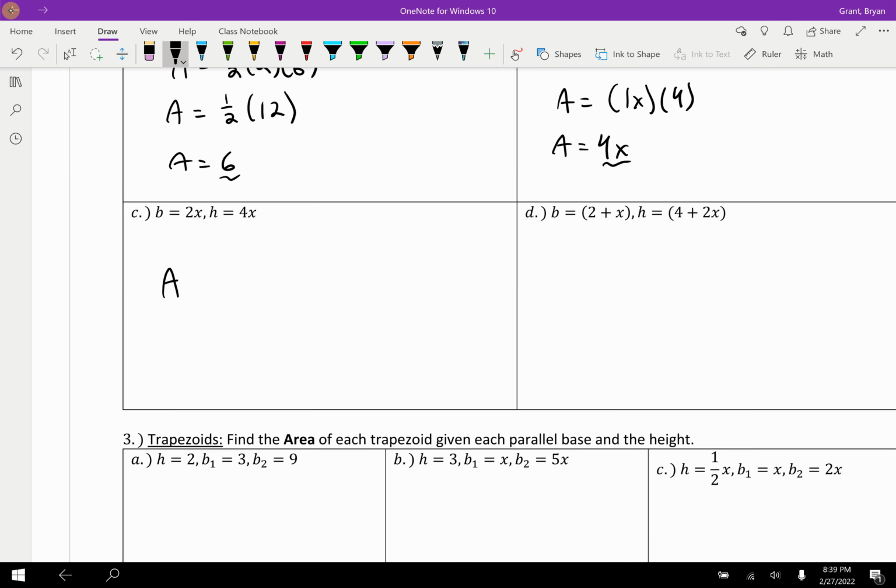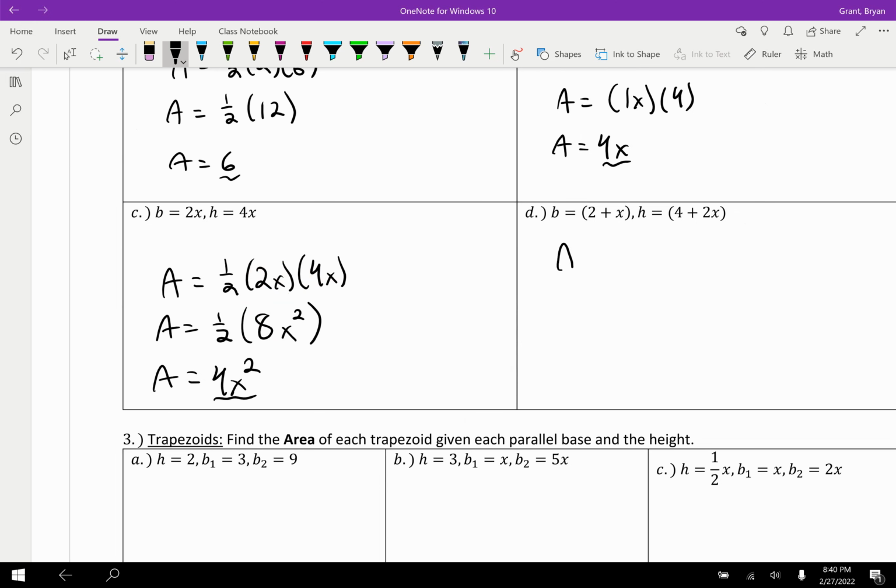Part C, area equals 1/2 the 2x times the 4x. And I'll go the other direction this time. We'll do 2x times 4x. We know 2 times 4 is 8, and x times x is x squared. Half of 8x squared is 4x squared.